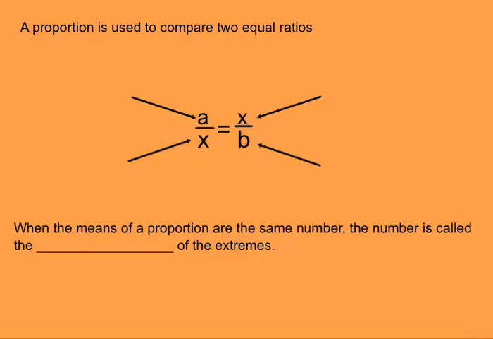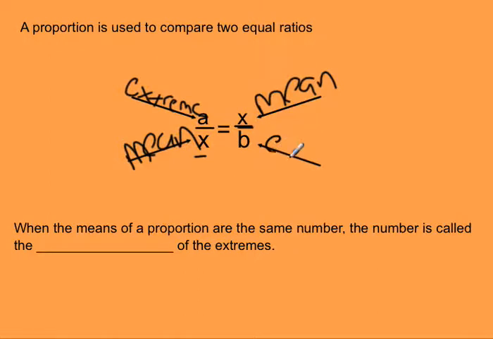Let's talk about the geometric mean in general. You'll notice that on each side of a proportion, we have the same number that's on the bottom of one fraction and on the top of the other. That number is the mean itself. Then we call the other two numbers that are different the extremes.